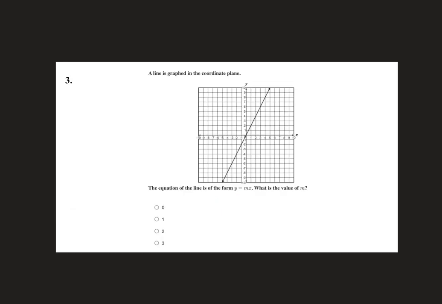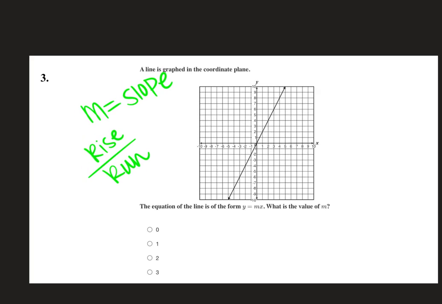A line is graphed in the coordinate plane. The equation of the line is in the form of y equals mx. What is the value of m? Okay, so they left plus b off of our equation form because it's not crossing the y-axis on a number, it's crossing at the origin, which is 0. In order to find m, we have to find the slope. I find the slope of a graph by doing rise over run. I'm going to give you 2 points to use, and then you need to find the slope. Find the slope and choose your answer.